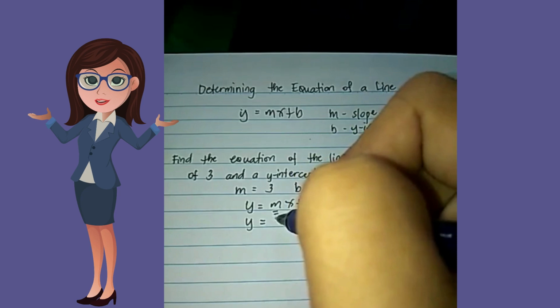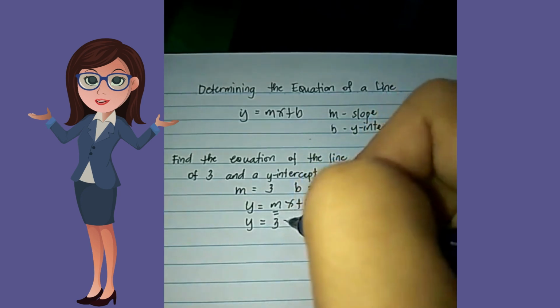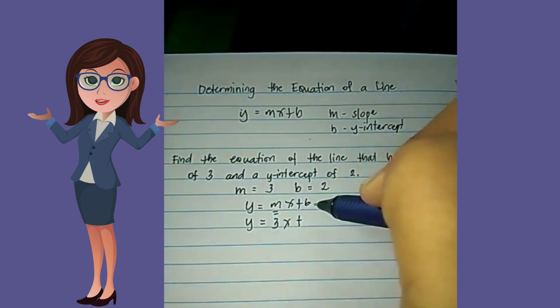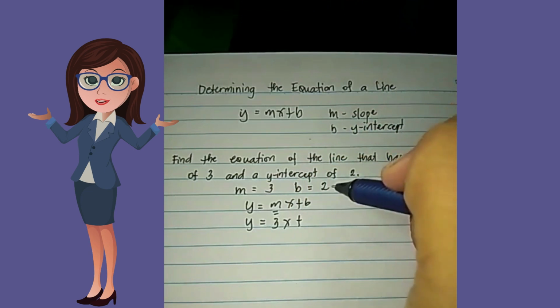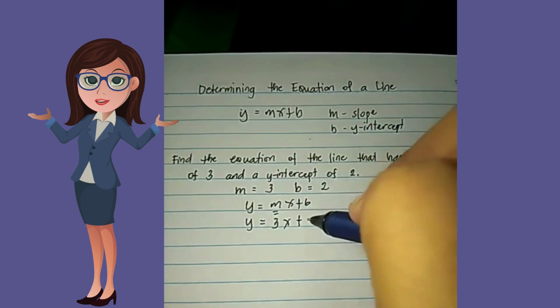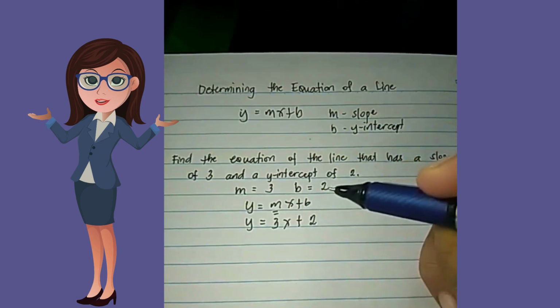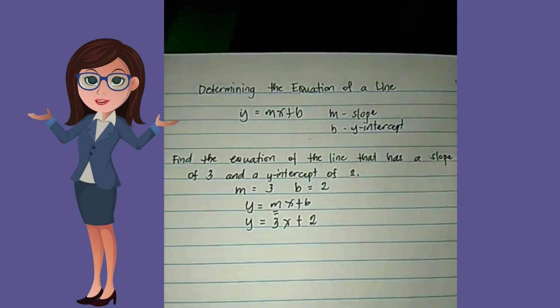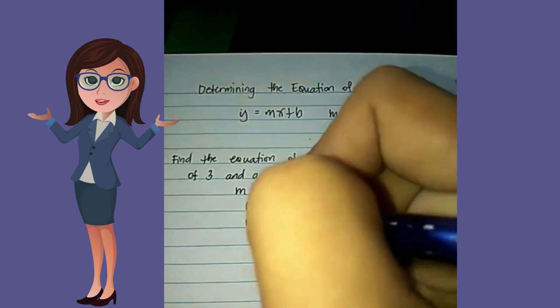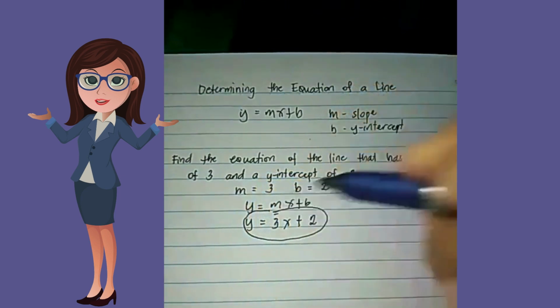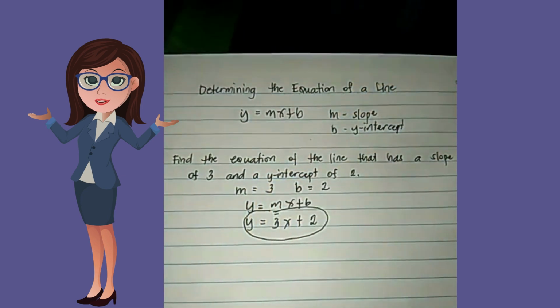So papalitan natin yung m natin ng 3. Then copy x plus ang y-intercept natin, which is 2. So yung b mawawala, papalitan natin siya ng 2. Thus giving us the equation y is equal to 3x plus 2. So this is the equation of the said line. So let us have another problem.